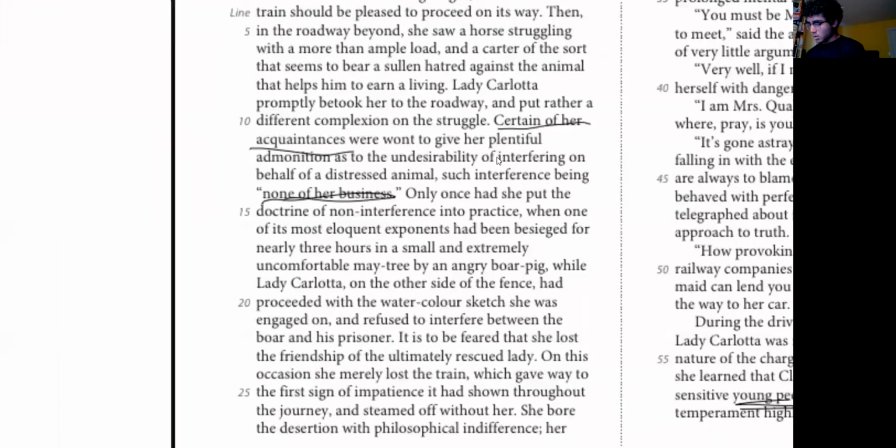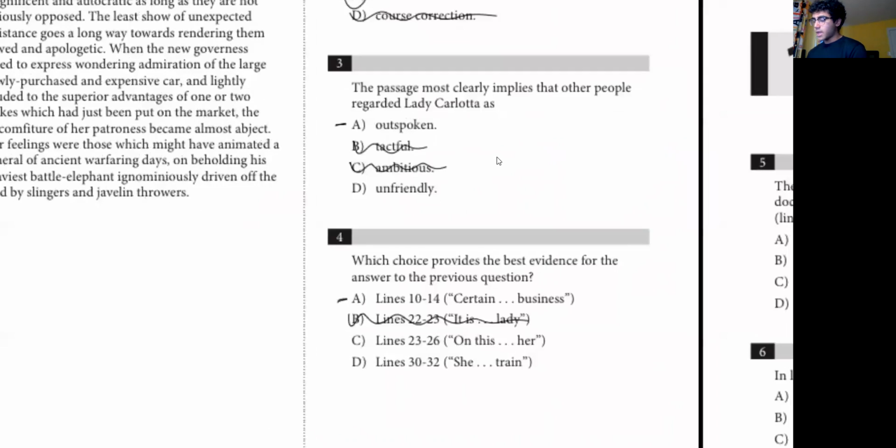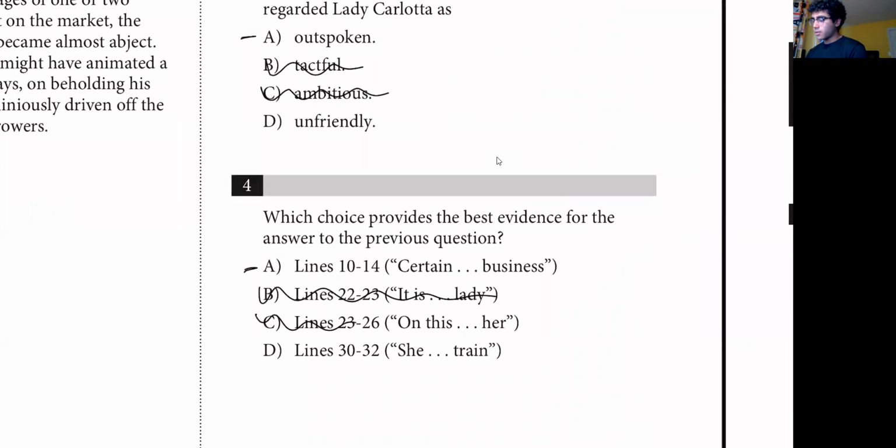23 to 26. On this occasion, she merely lost a train, which gave way to the first sign of patience it had shown throughout the journey and steamed off without her. Okay, no, this had nothing to do with her being outspoken. This is kind of like just outlaying what happened, right? She just missed the train. That's basically all it's saying.